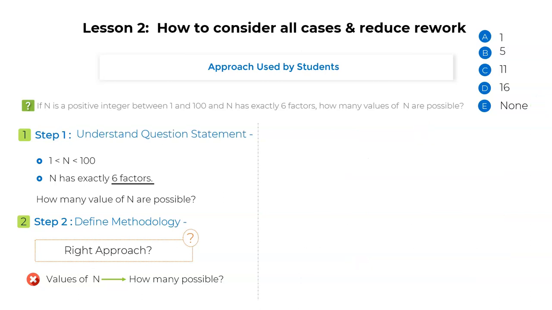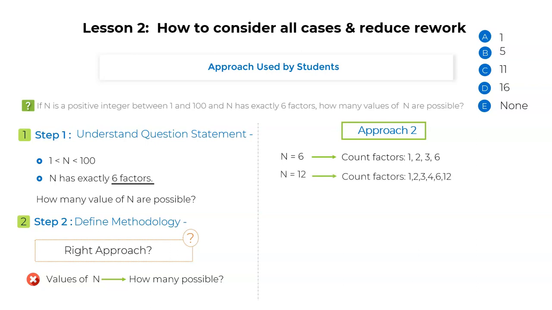Another approach which I've seen students use, and this is again a very poor approach, is used especially by students who fail to understand that you need to use the total factors formula. They also start by looking for numbers, but they waste more time by actually counting down the factors. They take 6 and they count 1, 2, 3, 6. So 4 factors. So this is not the answer. Then they go to 12. They literally count 1, 2, 3, 4, 6, 12. Hey, so this might be one of them.